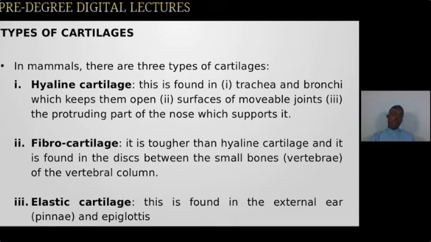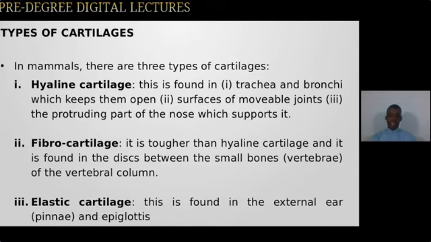There are three types of cartilage that are found in the animal kingdom, and these are hyaline cartilage, fibrocartilage, and elastic cartilage. Hyaline cartilage is found in the trachea around the throat, the bronchi leading to the lungs, on the surface of movable joints, and also on the protruding part of the nose. That's hyaline cartilage. Fibrocartilage, though tougher than hyaline cartilage, is also found in small bones and in the vertebral column or backbone.